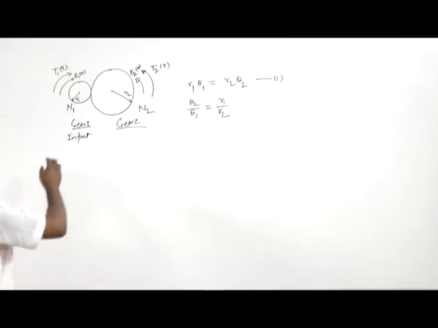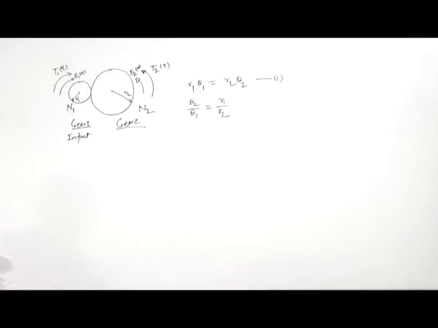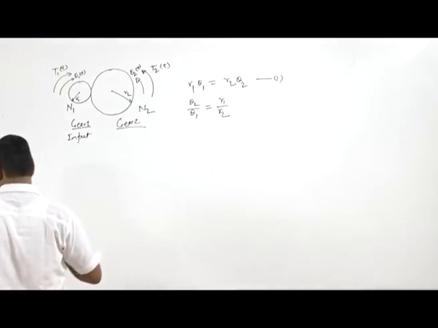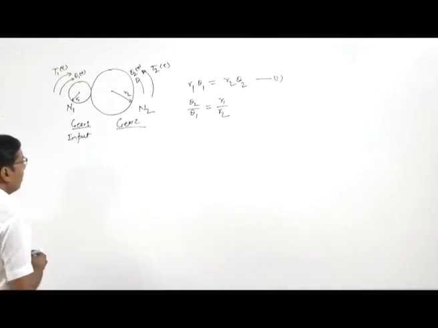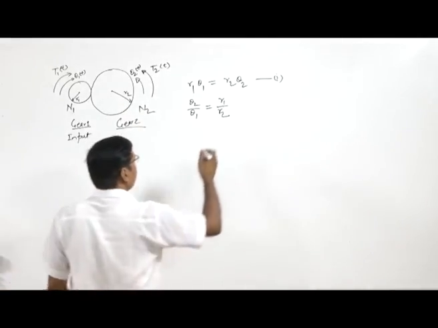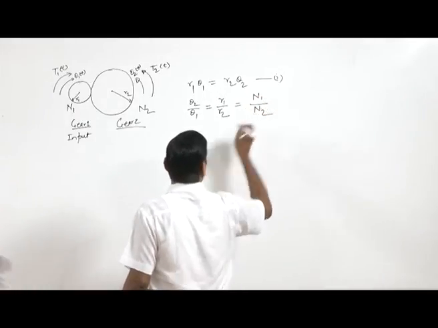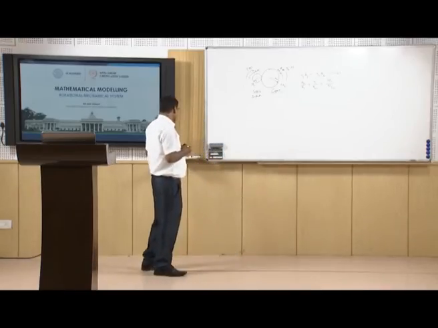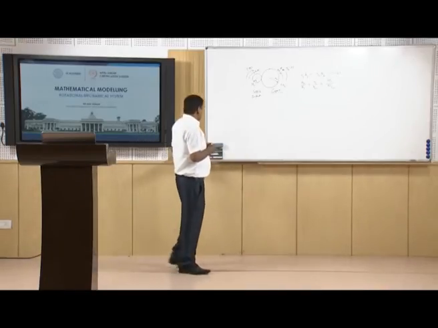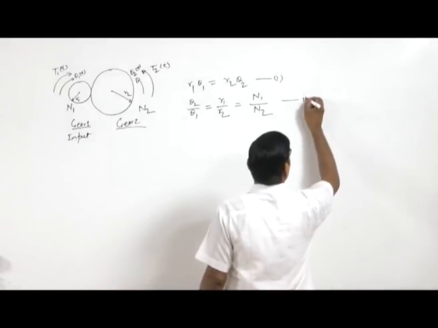Here R1 is proportional to the number of teeth, and R2 is similarly proportional to the number of teeth. So R1 by R2 equal to N1 by N2. So this is the second expression.